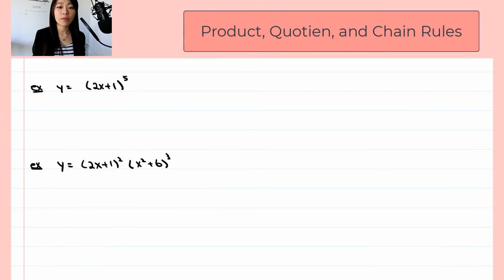Now let's look at two examples using the chain rule. In the first example, we have y equals 2x plus 1 to the power of 5. This looks like the power rule, but instead of x to the power of r, now the x is 2x plus 1. So we can write y as a composition function, where f of x is x to the power of r, and g of x is 2x plus 1. So y is f of g of x.